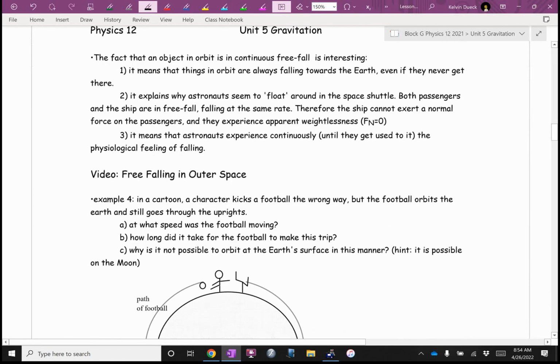So, the fact that an object is in orbit, turn the page, and is in continuous free fall, it's interesting. It means that things in orbit are always falling towards the Earth, even though they never get there. And that's true of everything in orbit. This explains why astronauts seem to float on the space shuttle or on the International Space Station. Is it because there's no gravity, Owen? No, it's because they're in free fall, no normal force. Okay? It also means the astronauts experience continuously, until they get used to it, the same physical feeling as falling, that same stomach feeling.